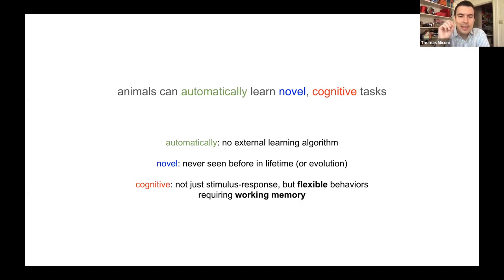But more importantly, they can learn cognitive tasks. That is, animals don't just learn simple stimulus response associations, stimulus reflexes, like if you see this, do that. They can learn more complicated tasks in which they need to discover, memorize, and make use of a certain piece of information for every new instance of the task. Or in short, tasks that require working memory. And that's what we're interested in this project.